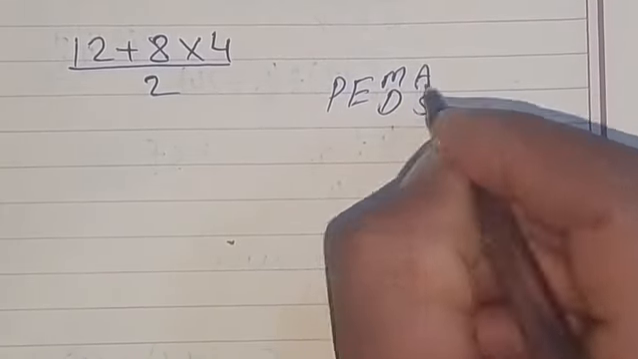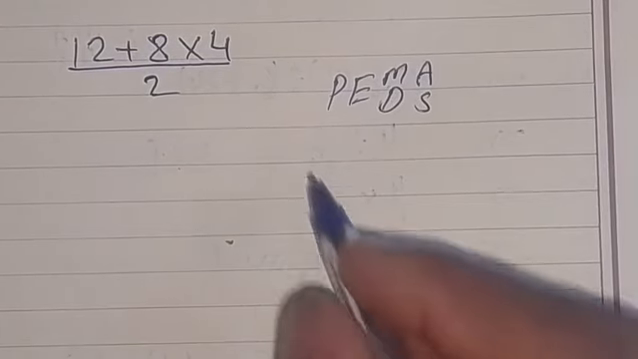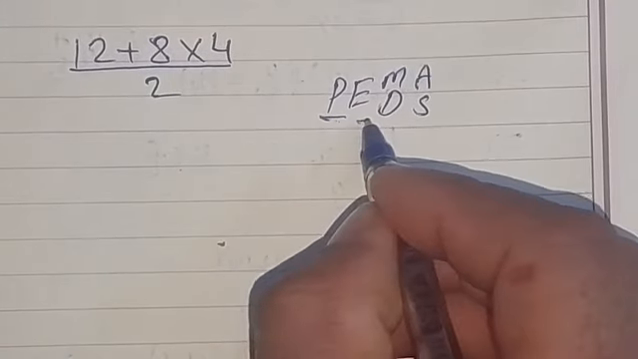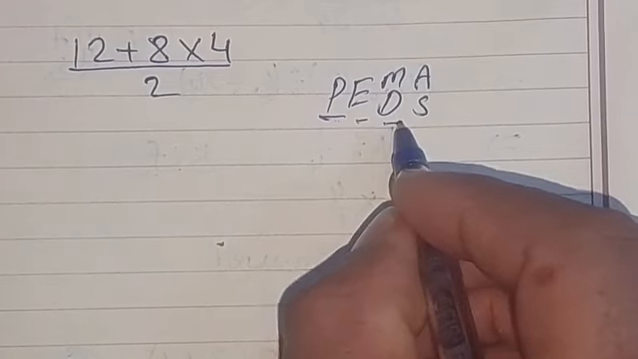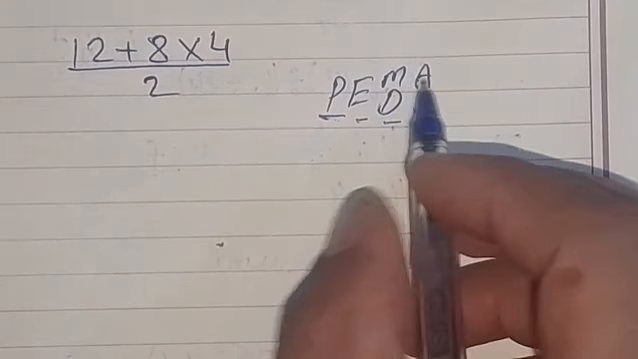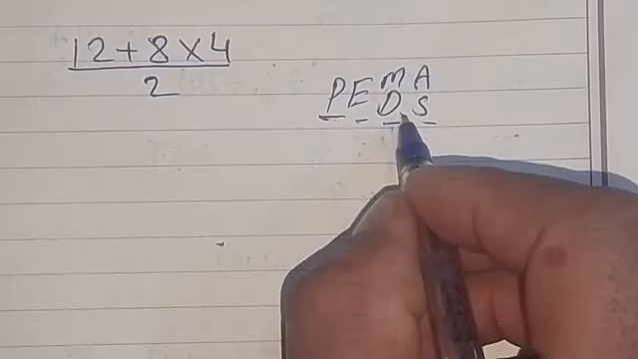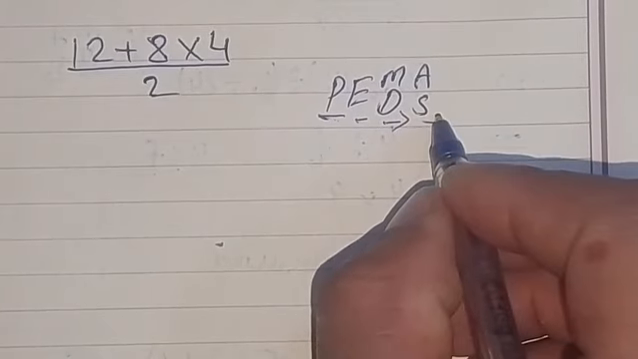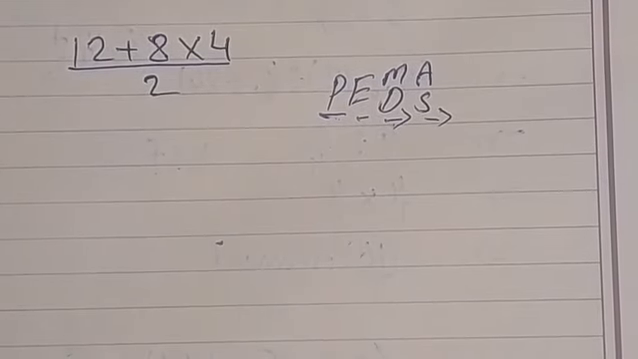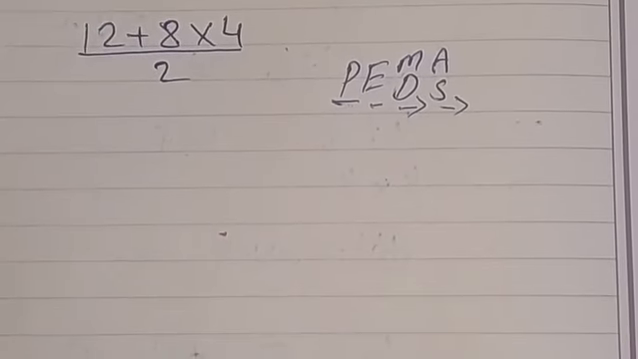According to the PEMDAS rule, first we solve parentheses, then exponent, then multiplication or division, and then addition or subtraction. Multiplication or division we solve from left to right, and addition or subtraction we solve from left to right. Now we solve it.